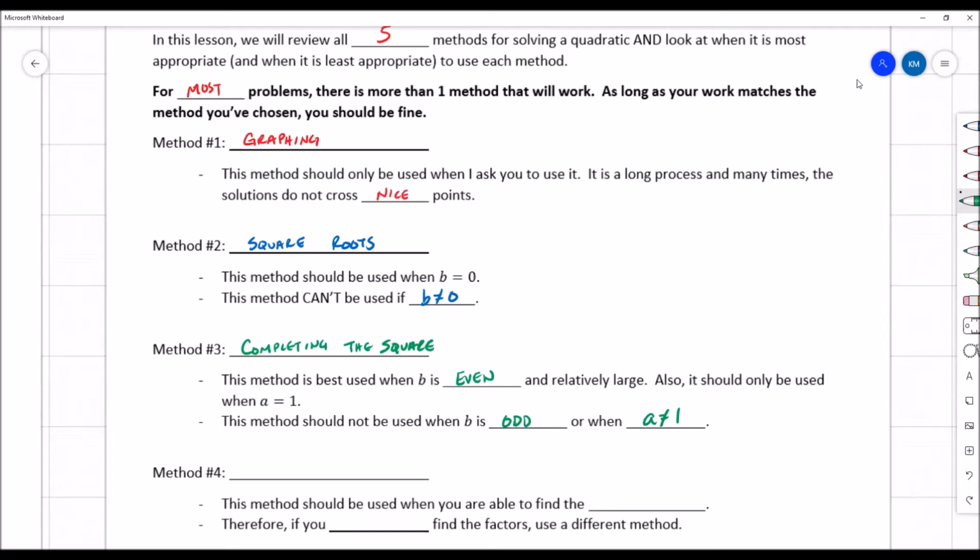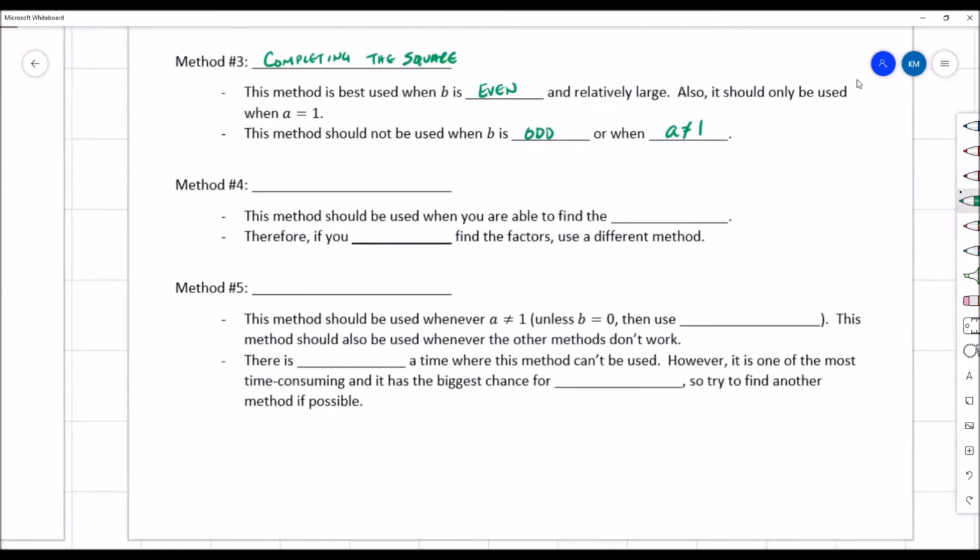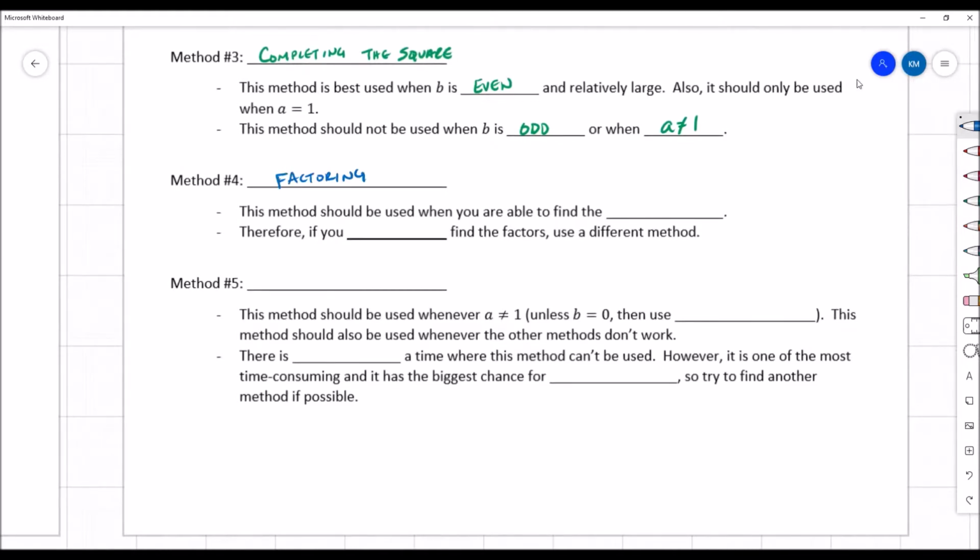Not that it's impossible to do. It's just going to be way more time consuming. We'll have to discuss it a little bit more, which, with the options that we have, we'll just go to another option. Our fourth method for solving quadratics is factoring. This method should only be used when you are able to find the factors relatively easily. If you can find the factors relatively easily, then use it. If you can't find the factors, choose a different method.